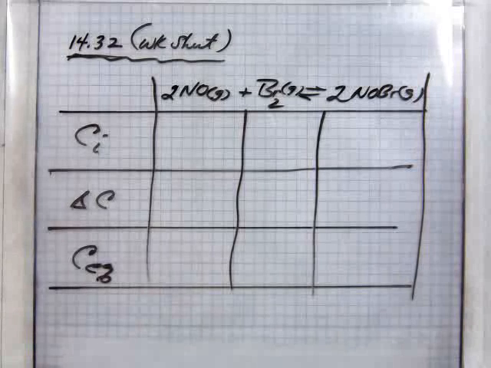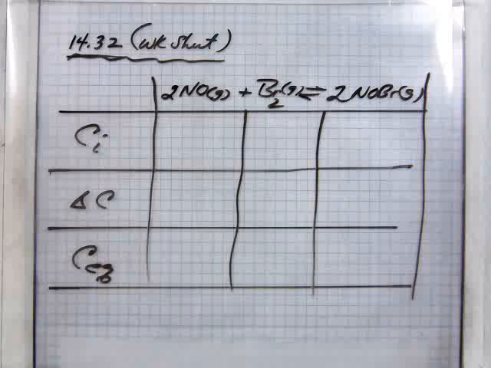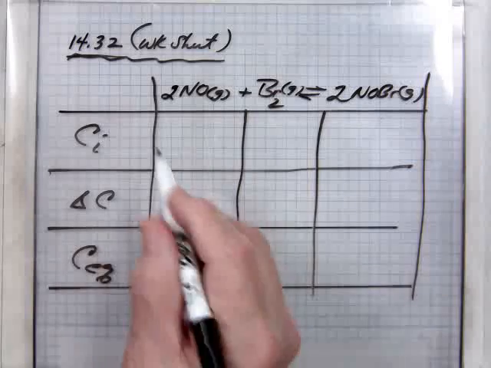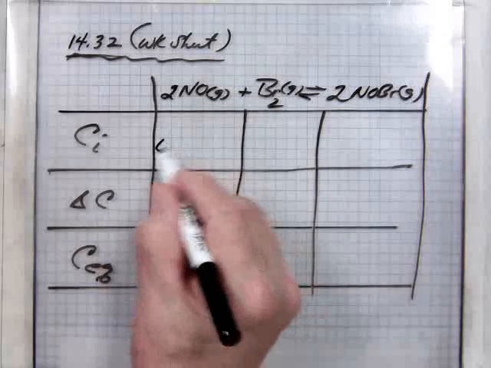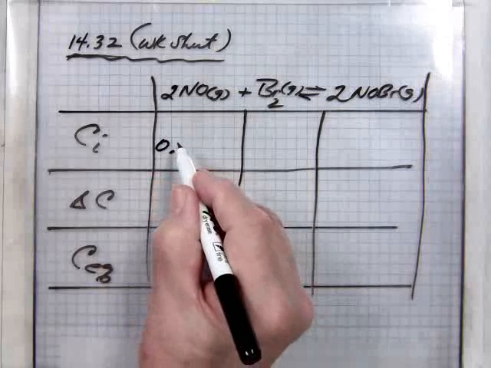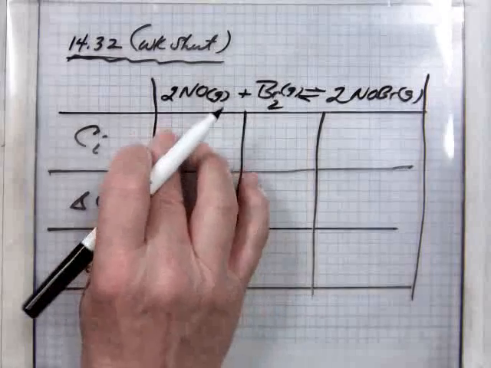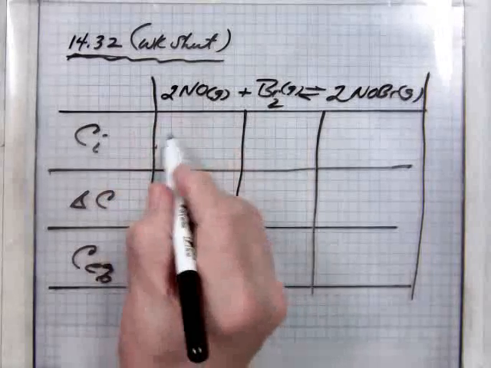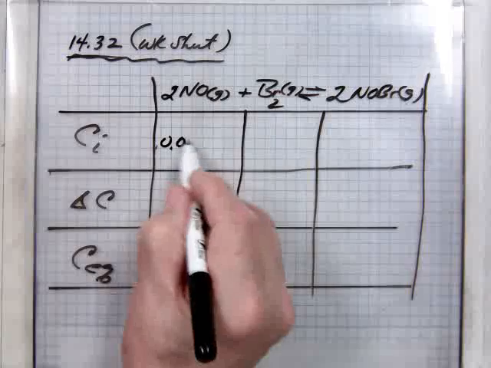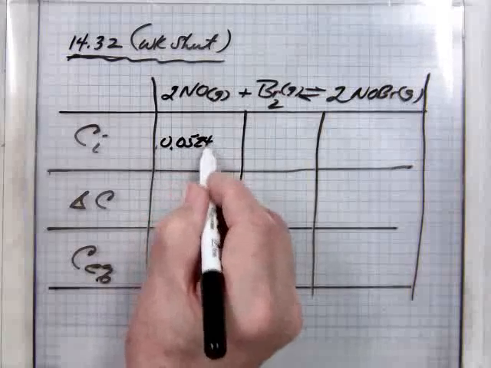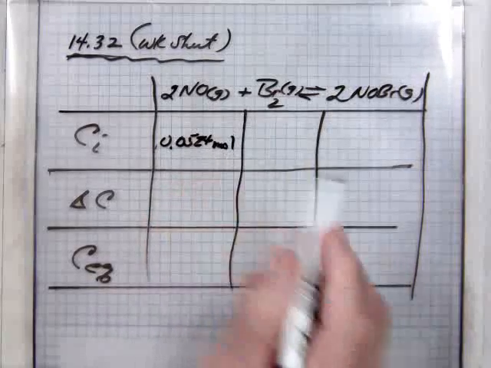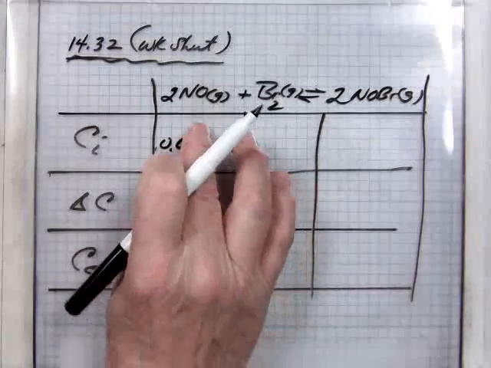Okay, so we read on. A sample of 0.052 mole of nitrous oxide reacts with 0.0262 mole of bromine. So we enter our data, 0.0524. Well, that looks horrible.